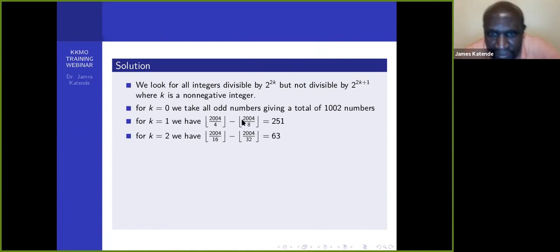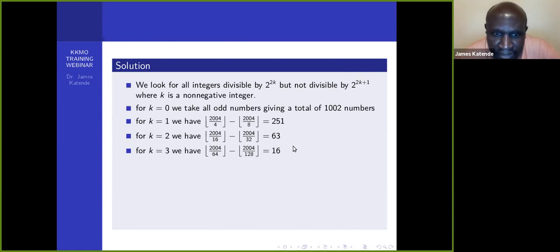So we do that for when k is 1. The next number you can pick now is 16 because 8 was kicked out. The next one you can pick is 16 when k is equal to 2, and find all numbers that are divisible by 16, and kick out any number that is double any of the numbers in here. You end up with 63 of those.